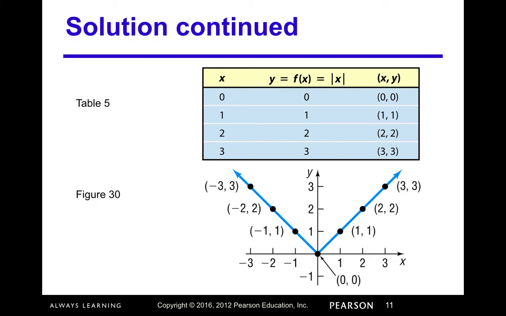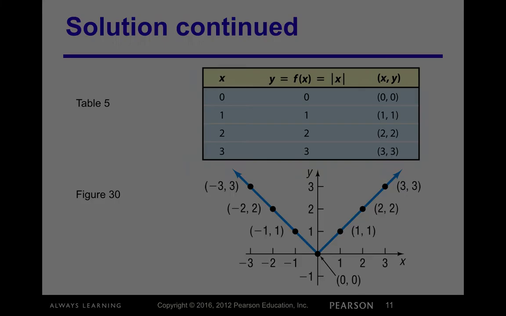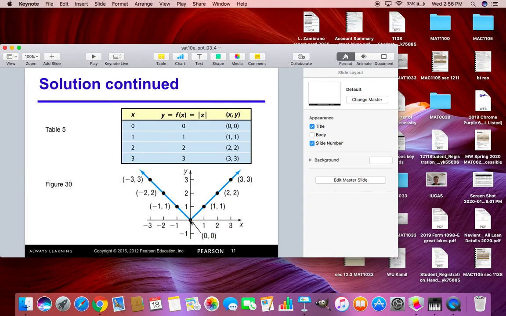Knowing the graph, you can easily see that the graph is symmetric with respect to the y-axis, which means this function is even. We can see easily what the x and y intercept of this graph is, which is the origin.